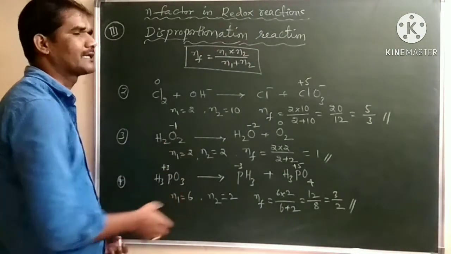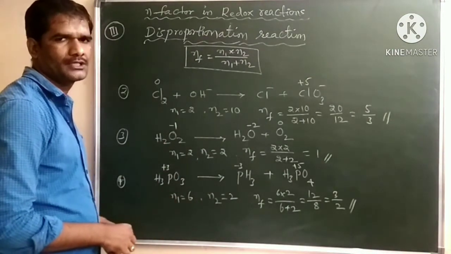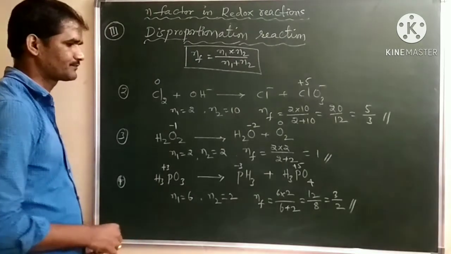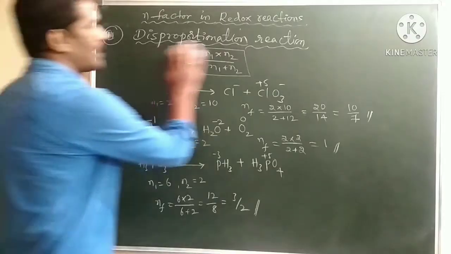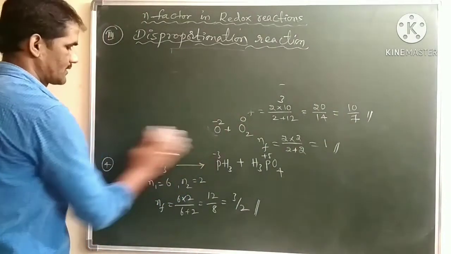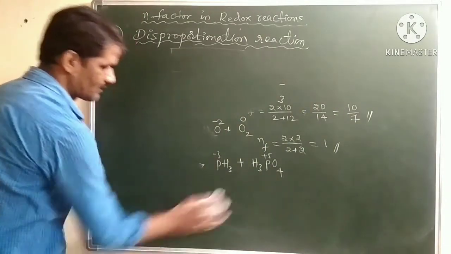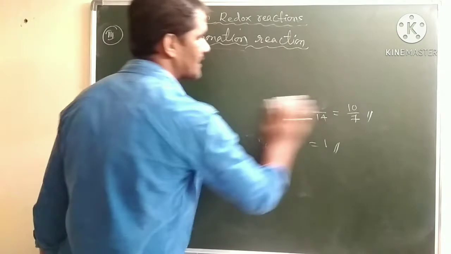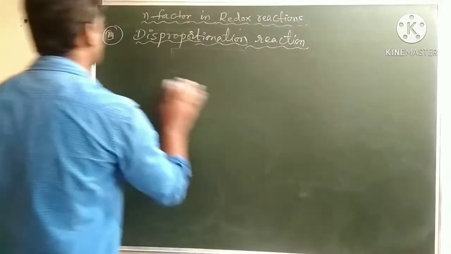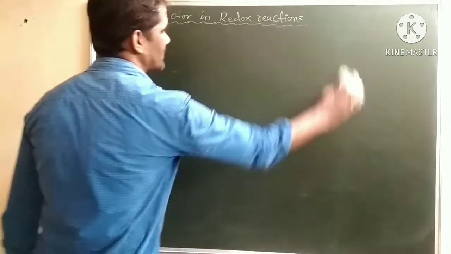So like this we can calculate N factor for disproportionation reactions. And next we will see other types of reactions and the calculation of N factor. That is a kind of average N factor.